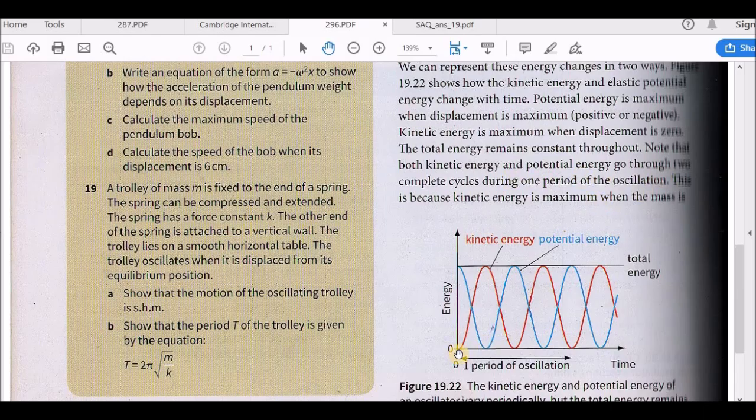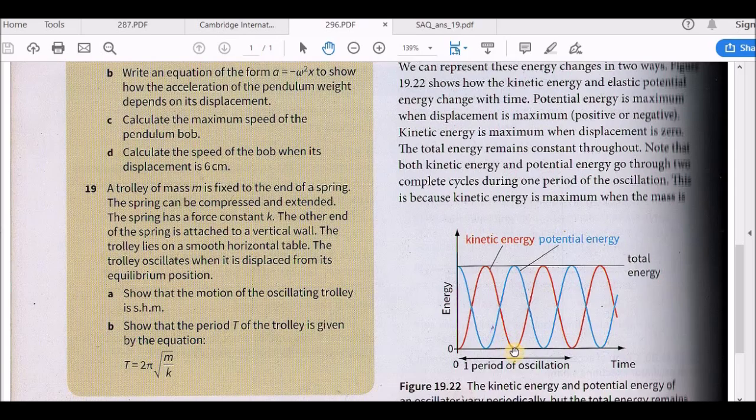Now let's say we start here, then the kinetic energy increases and becomes maximum, which is at the equilibrium position. So imagine we start at the far right end, then it's moving to the left. It moves to the left and comes to the equilibrium position, so kinetic energy is maximum. Then from the equilibrium position, it moves to the far left end.